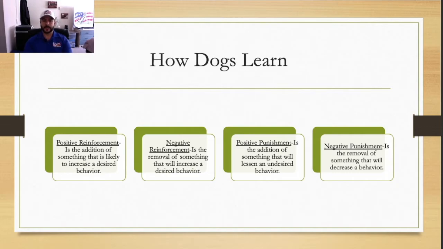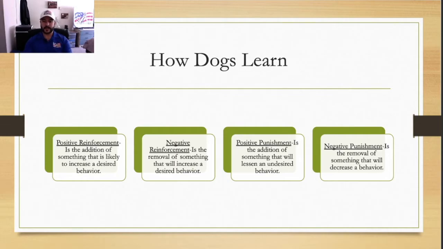Okay, so the first one is positive reinforcement, and it is the addition of something that is likely to increase a desired behavior. A great example of that is when your dog goes into a sit position and you give it a treat. So you're adding the treat to reinforce the behavior.